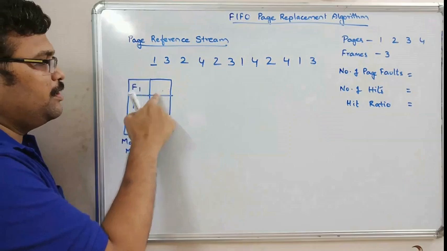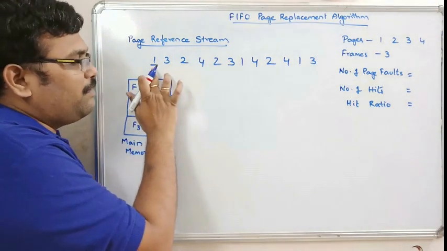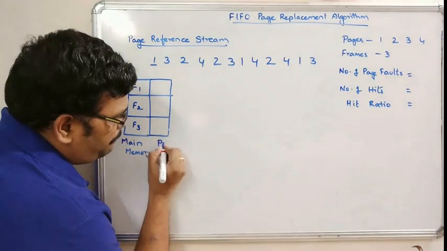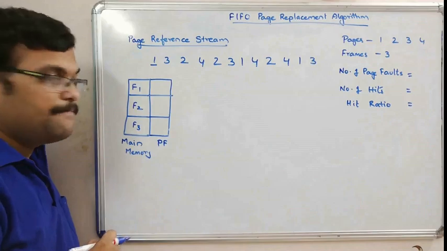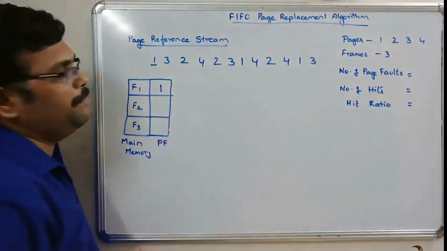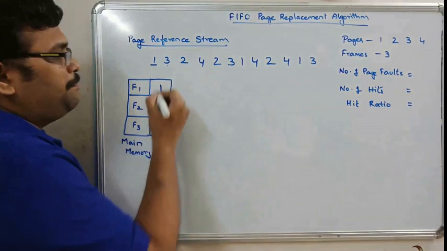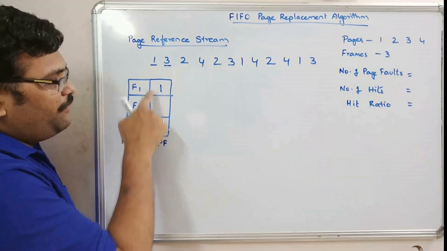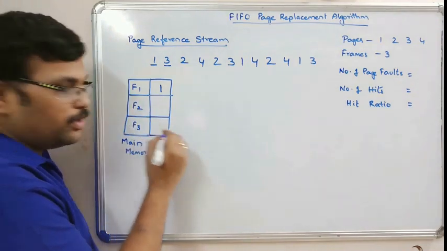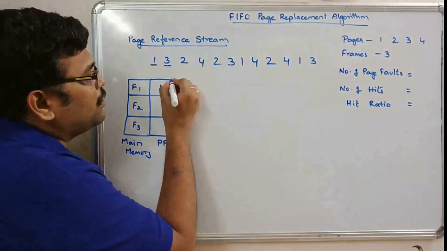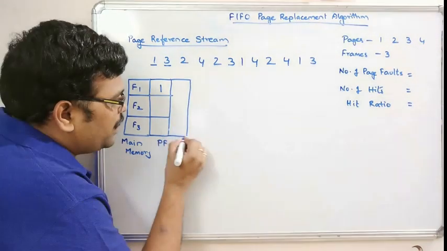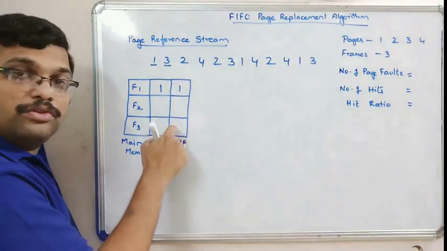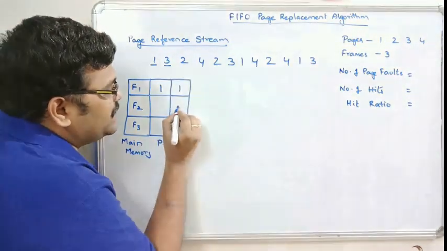Before loading it, the required page is not available in the main memory, so here there is a page fault. The page fault occurs, so first we have to load this in the main memory. Next, page 3. Again, in the given frames, 3 is not available, so again there is a page fault. Now we have to load the required page into the frame. There are 2 slots free, so we are loading this 3 here.